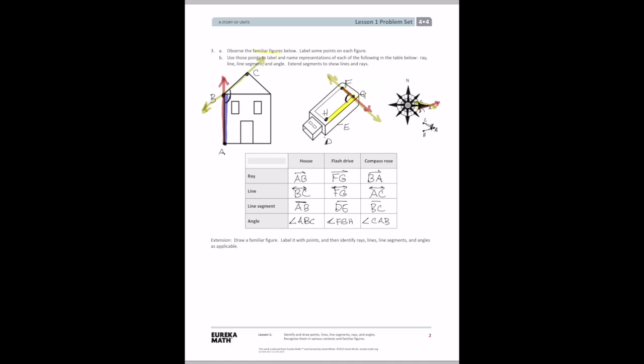And then last it says extension. Do we need to do the extension problem? That's extra. Draw a familiar figure, label it with points, then identify rays, lines, line segments, and angles as applicable. So you can come up with your own. I think I'm going to leave that to you guys to practice in the homework set. But think of a figure that has vertex points or sharp points that connect. You notice on the flash drive, there's a lot of rounded edges which can get you confused. But if I were to draw something that has points, that would make it a lot easier to label.